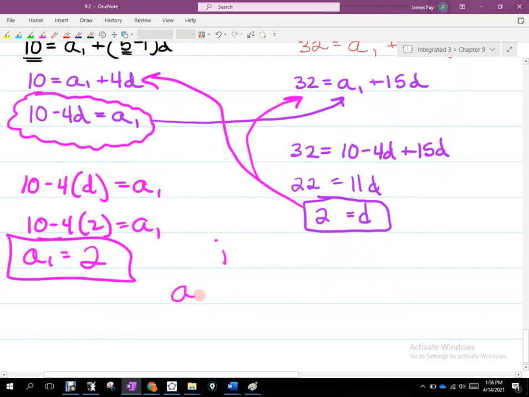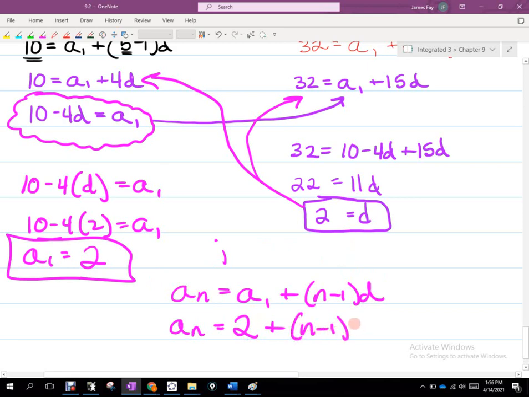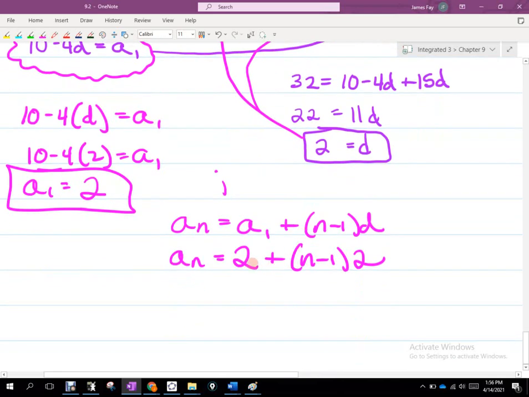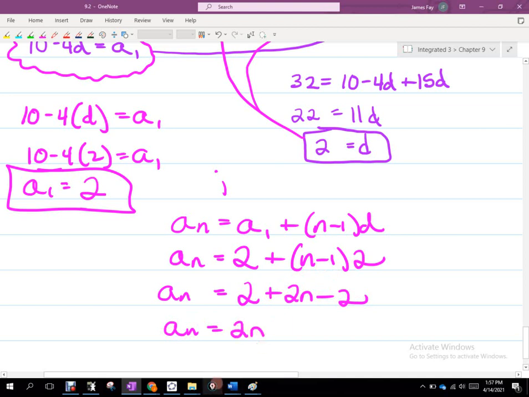So just like the last problem, if I want to find a formula, a sub n is equal to a sub 1 plus n minus 1 times d, my rule for the nth term is a1, which is 2, plus n minus 1 times d of 2 again. And if you want to, you can simplify that. So a sub n is equal to 2 plus 2n minus 2. So a sub n is equal to 2n when things cancel out, right?